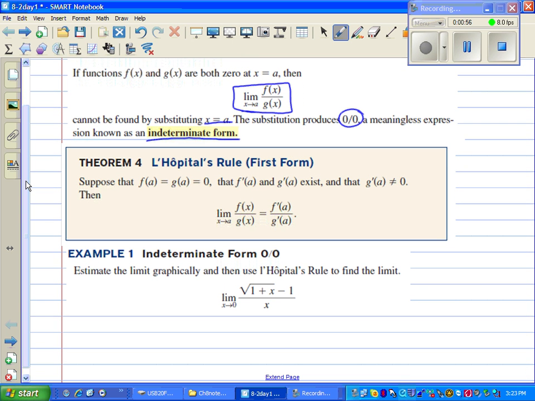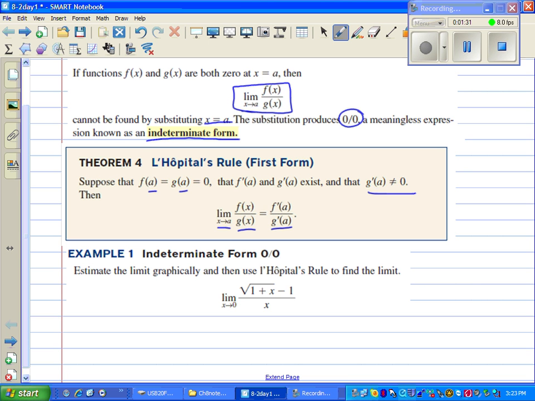It could still exist. Theorem 4 says L'Hopital's rule, the first form. Suppose that f of a equals g of a equals 0. So you plug a in and you get 0 for both of them. That f prime of a and g prime of a exist, so the derivatives have to exist, of course. And that the derivative of g does not equal 0. If it did, then we would still be dividing by 0. We can't do that. Then the limit as x approaches a of f of x over g of x is the same as taking the limit of the derivatives of each.